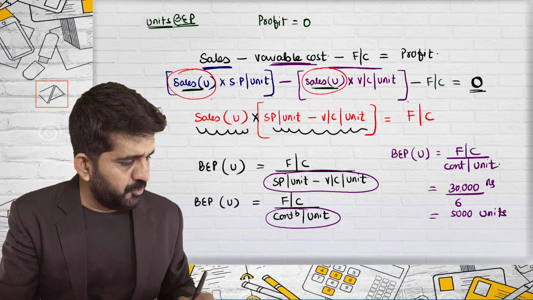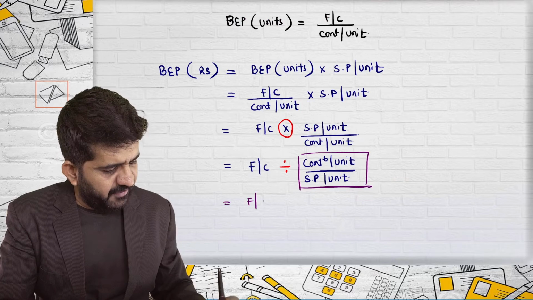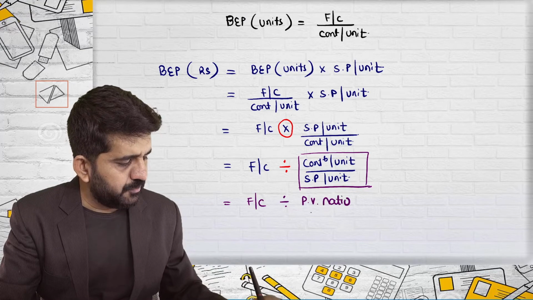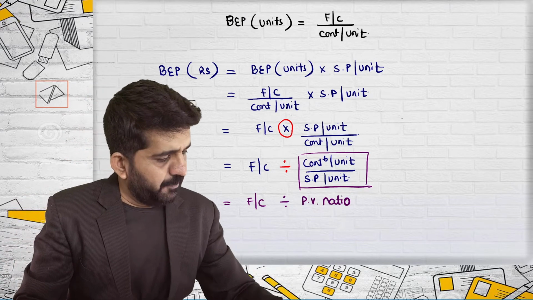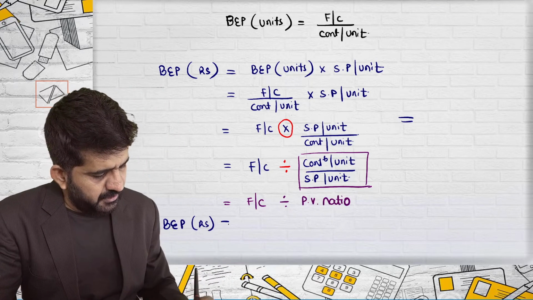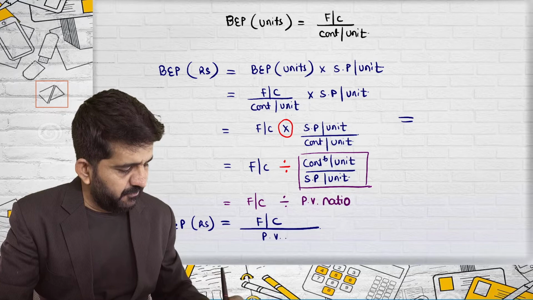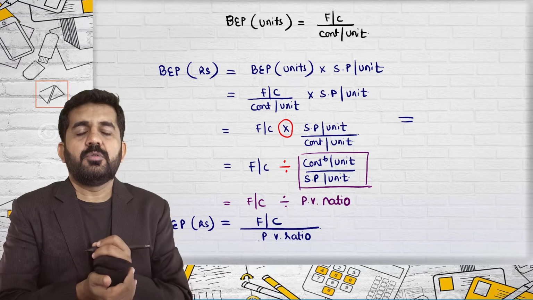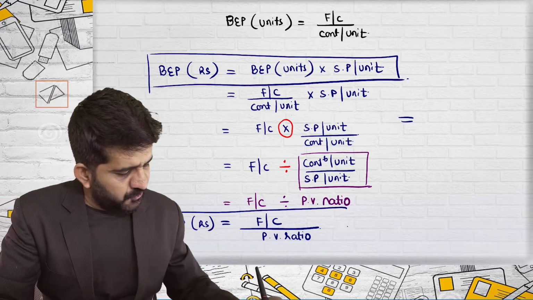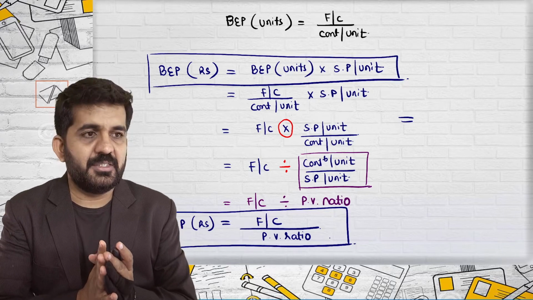So instead of contribution per unit divided by selling price per unit, I am writing fixed cost divided by PV ratio. And now I am writing it properly. It is break even point in rupees is fixed cost divided by PV ratio. So I can use this formula to find out break even point in rupees.